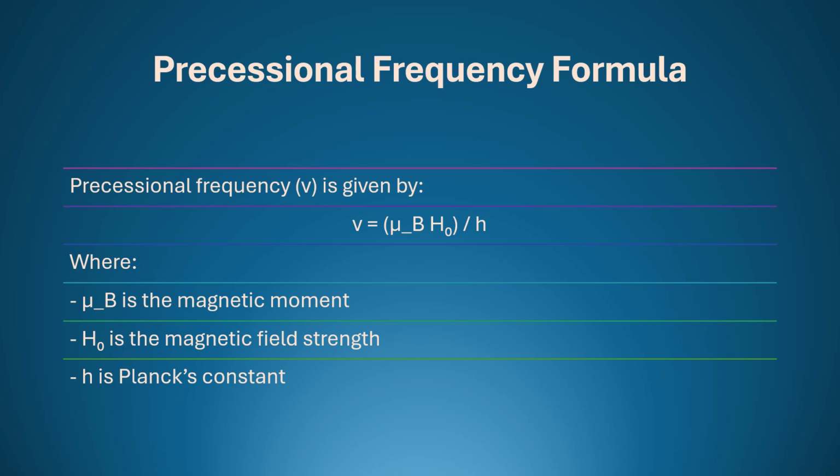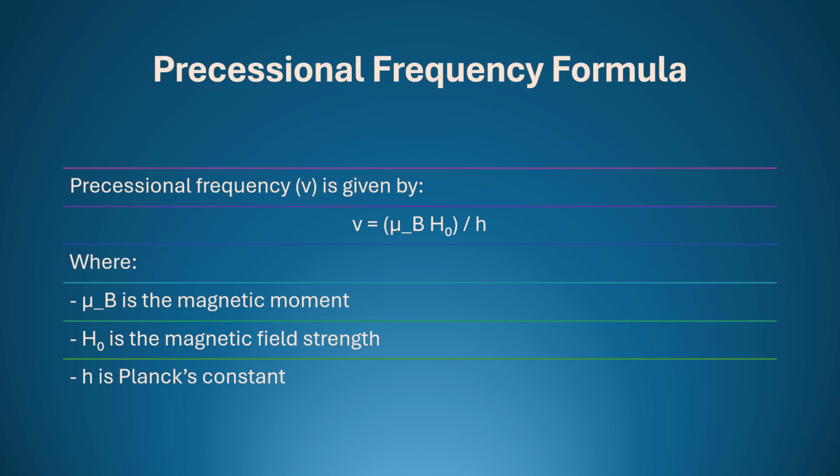In NMR, the precessional frequency, nu, is the frequency at which the magnetic moment of a nucleus precesses around the applied magnetic field. This frequency is determined by the following equation: nu equals mu B H0 over h, where mu B is the magnetic moment of the nucleus, which is a measure of the strength and orientation of the nucleus's magnetic field.